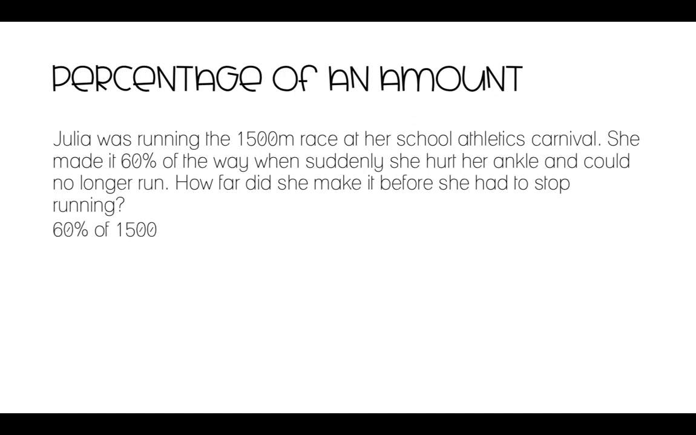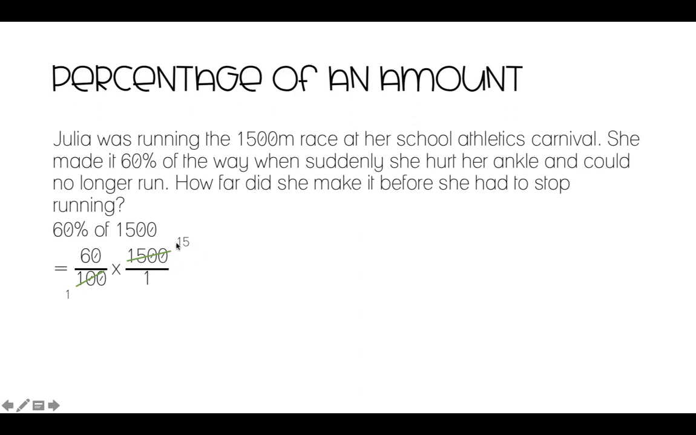So we're after 60%. So we go 60 over 100. We make this into a fraction: 60 over 100 times our value over 1. Now, like with any multiplying of fractions, we simplify. So 100 goes into 100 once and into 1500 15 times.